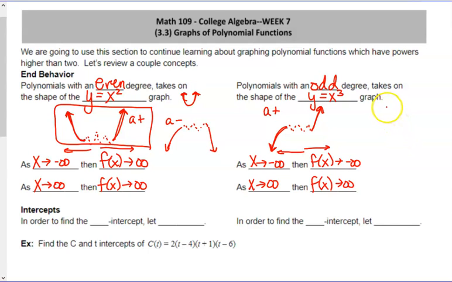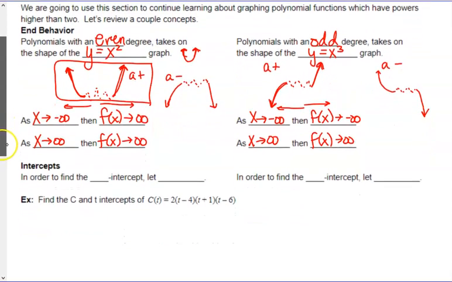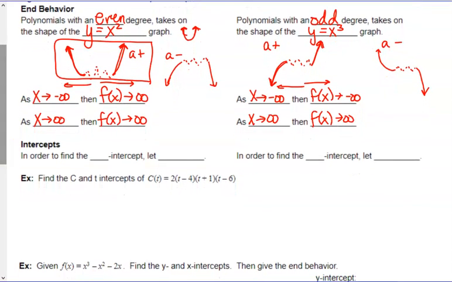Now, if a is negative on your function, remember then that your graph is reflected over the x-axis. So it does something like this, bounces around and eventually goes down to negative infinity when x goes to positive infinity this time. So make sure that you remember those patterns, so that whenever we're working with higher powers, you remember: is it even, is it odd?